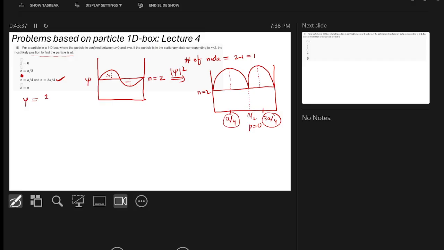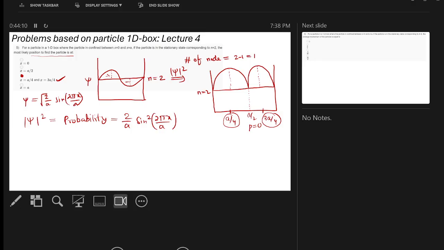Psi is root 2 by a sine 2 pi x by a. So I am not solving here in detail. You can find psi square. Psi square represents probability. Okay, so you'll get something like 2 by a sine square 2 pi x by a.